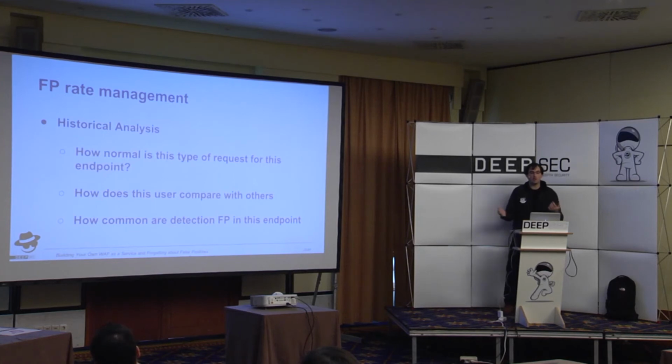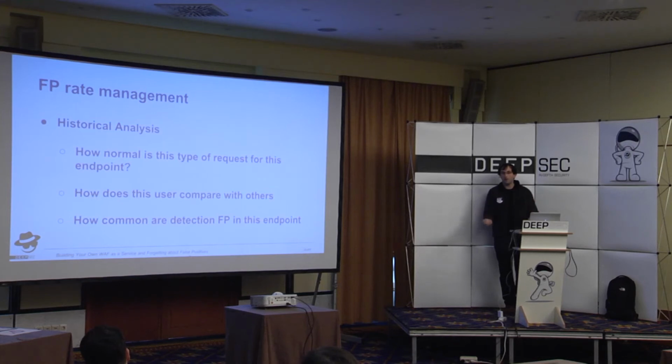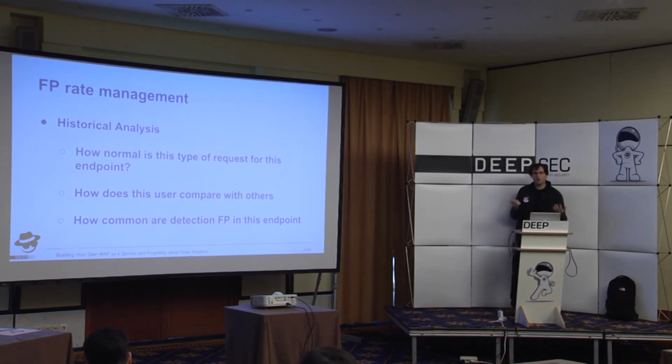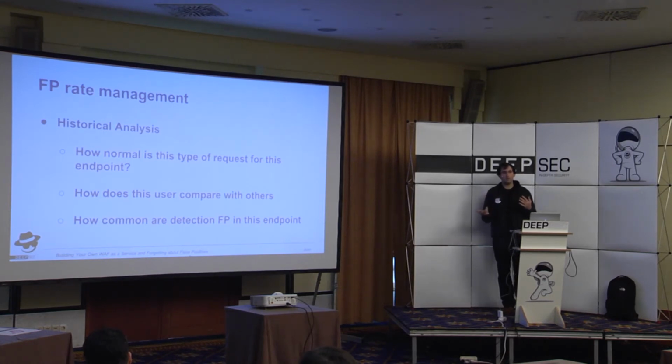Then, of course, the historical analysis. So how normal is this kind of detection false positive for a particular endpoint if I'm seeing something that a priori you think might be a detection false positive? Then how does this user compare to others? And how common are detection false positives in this endpoint? But for example, let's say that you suddenly see a couple of requests which look like an attack. You might want to evaluate, OK, is this a particular user, or is this all users in this particular endpoint? That might actually mean that there has been a new release, which is triggering detection false positives, and you need to go to, let's say, ModSecurity and tune the rules.